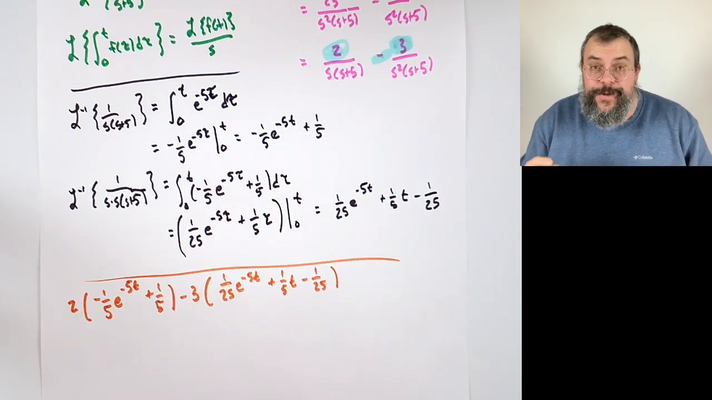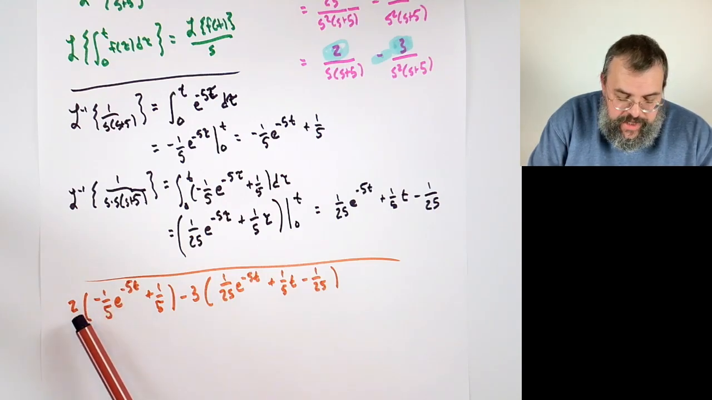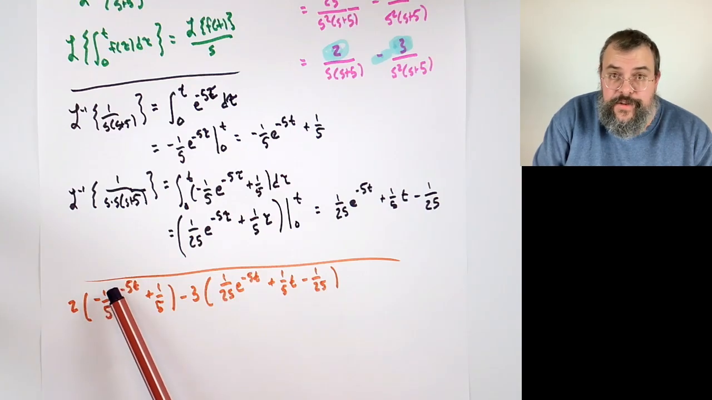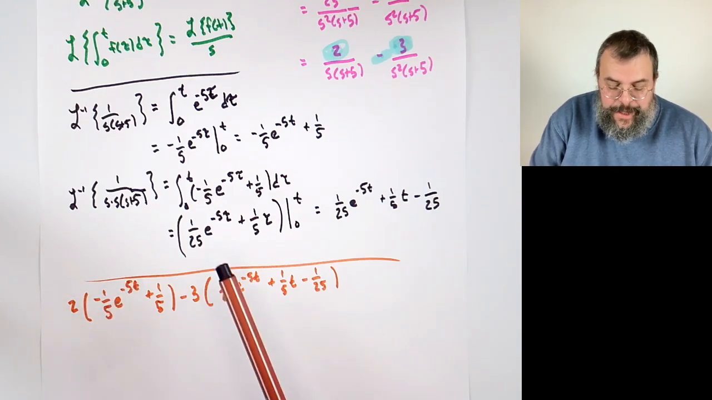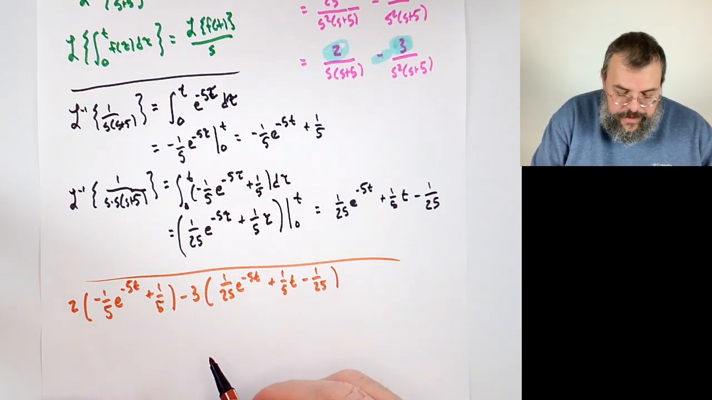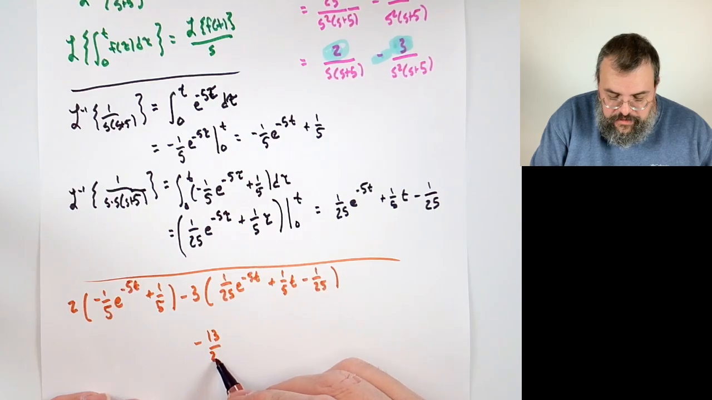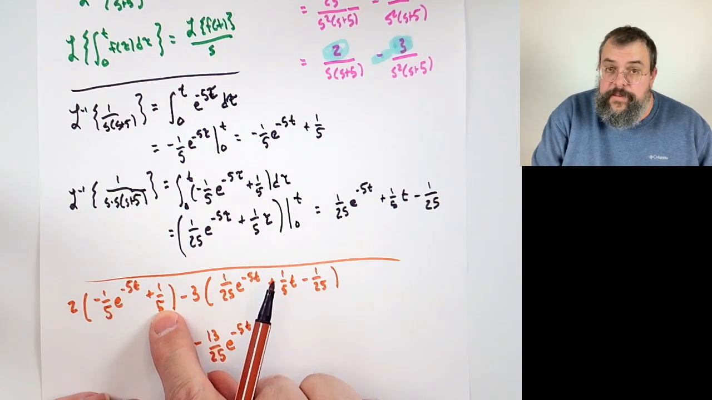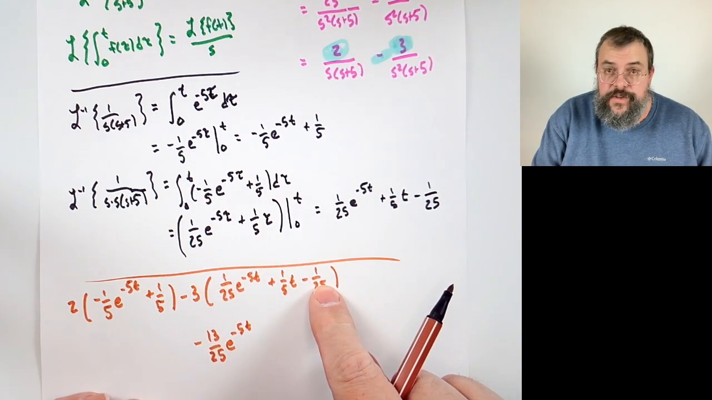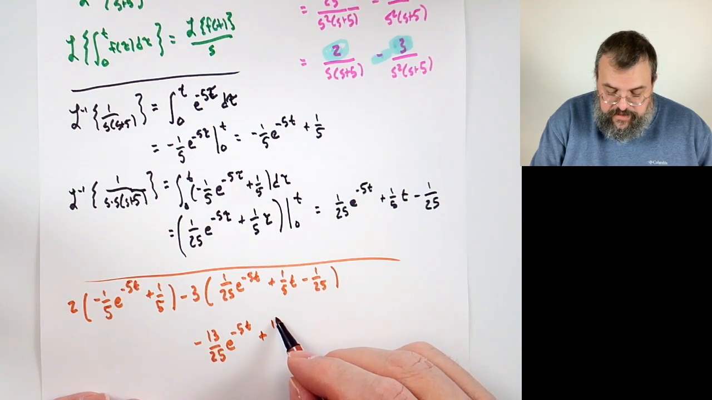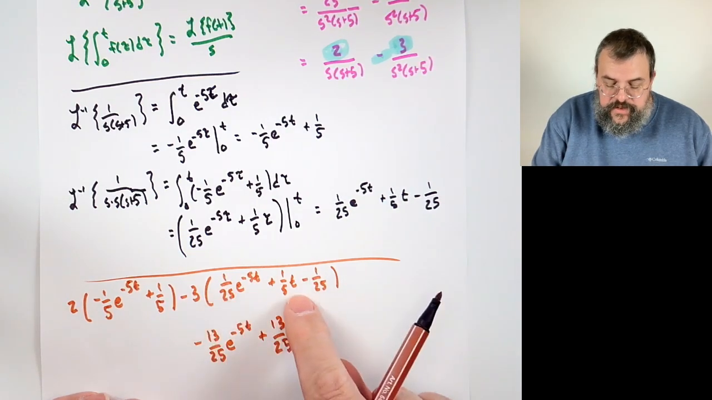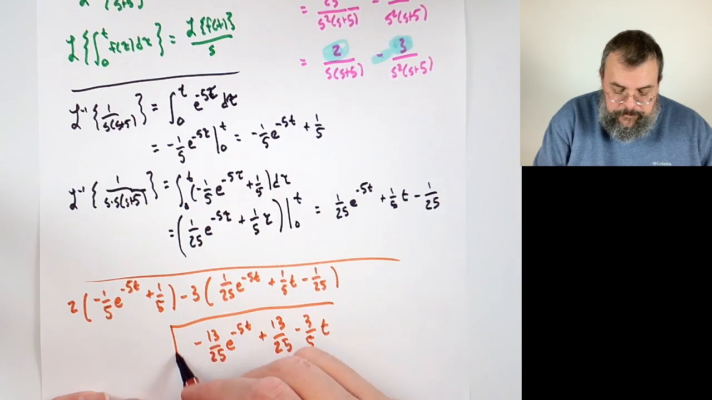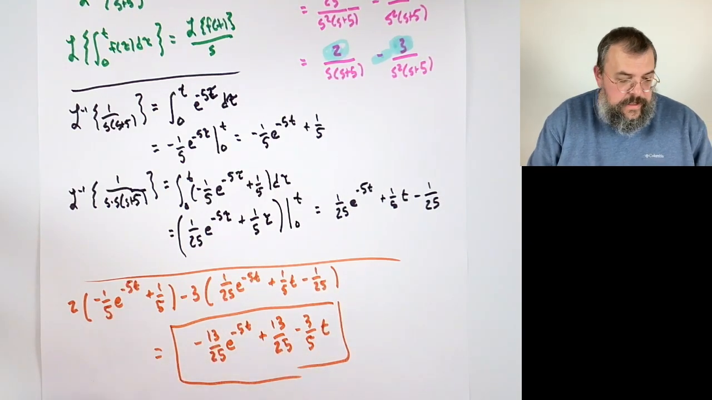Now, let's do the computations here. Here we have minus 10/5, right? Minus 2/5, minus 10/25. Here we have minus 3/25, which would give us minus 13 over 25 e to the minus 5t. 2/5, which is 10 over 25, plus 3 over 25 makes 13 over 25. Minus 3 times 1/5 makes minus 3/5 t. And that should be the answer.